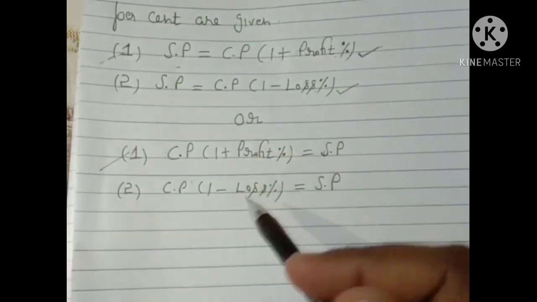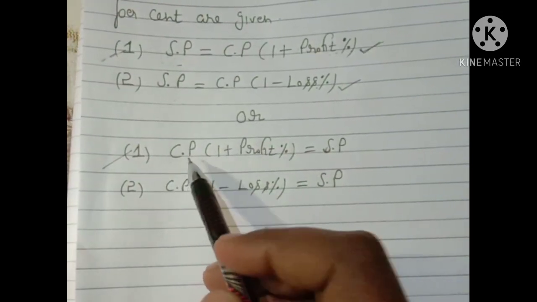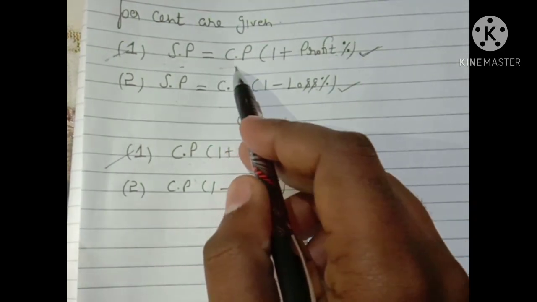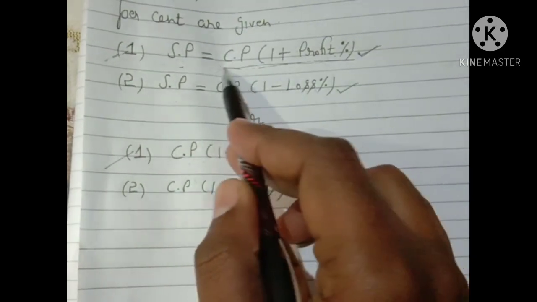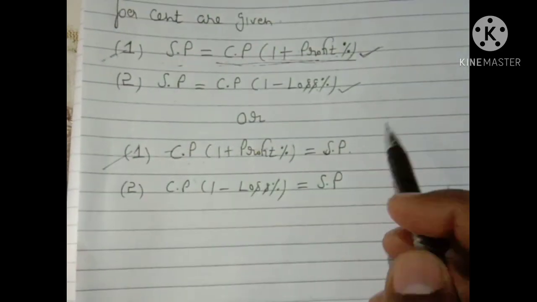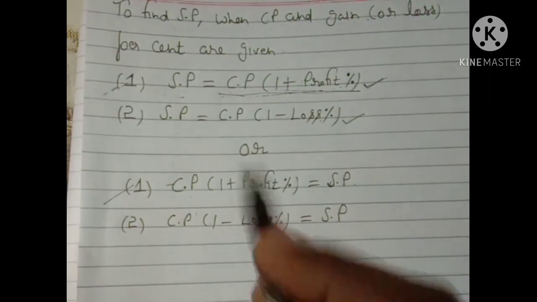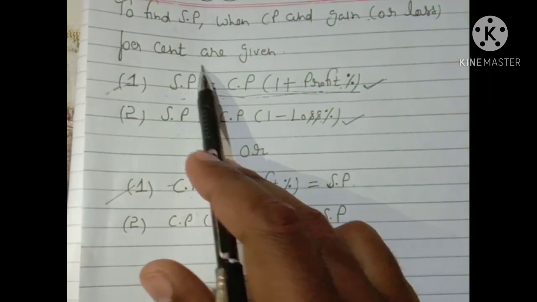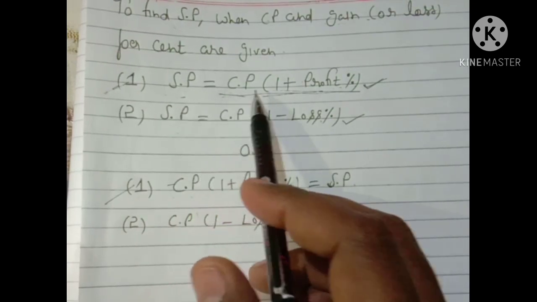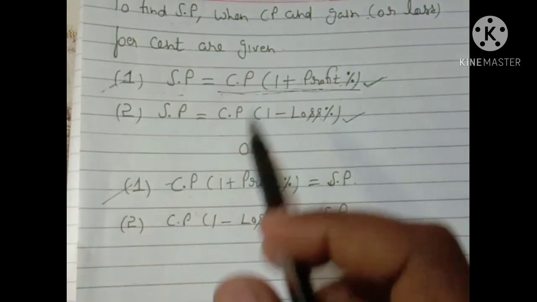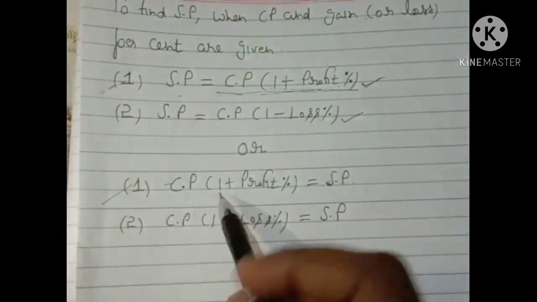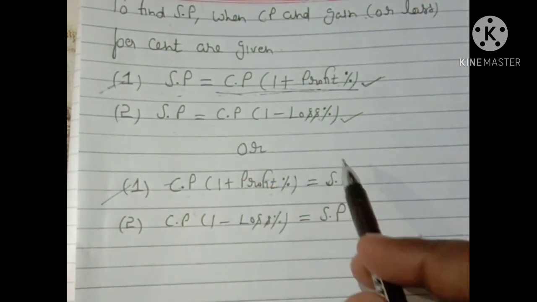And if you want to find the value of the cost price, the CP, then you have to take the whole CP side on the left hand side and the SP on the right hand side. So again, listen to this one. If you want to find the value of the selling price, then you have to take the selling price on the left hand side and the other values on the right hand side. And if you want to find the value of the cost price, then you have to take this whole side on the left hand side and this SP side on the right hand side.